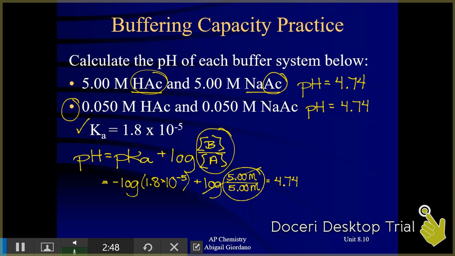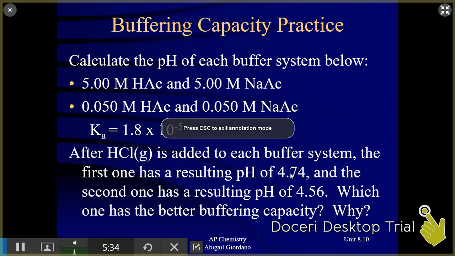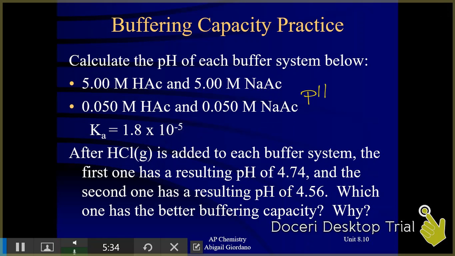However, it also said on the previous slide, the buffer capacity is determined by the magnitudes of those concentrations. So let's look at something here. Let me write that pH down one more time. For both of these buffer systems, the pH that they would be holding nice and steady would be 4.74. And let's look at this statement. It says, after HCl, which is a strong acid, is added to each of these buffer systems, the first one has a resulting pH of 4.74.